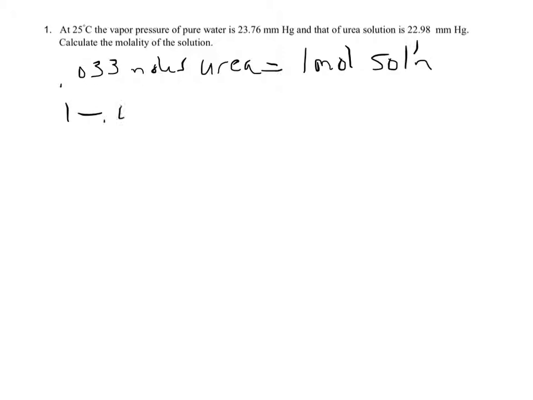So knowing that we have 0.033 moles of urea, it's basically taking that relationship and saying we have 1 mole of solution. So I'm going to take 1 minus 0.033, and that's going to give me 0.967 moles of water in this case. Because I'm asked to find molality in this problem, I need to know kilograms of water. So I'm going to convert moles of water to kilograms of water.